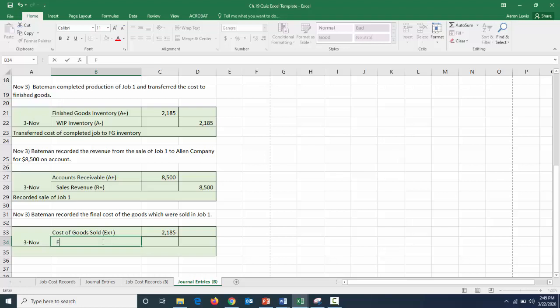So our credit is going to be to finished goods inventory, an asset account going down, also for $2,185. And what we had here is that we recorded the cost of goods sold on the sale of job 1.